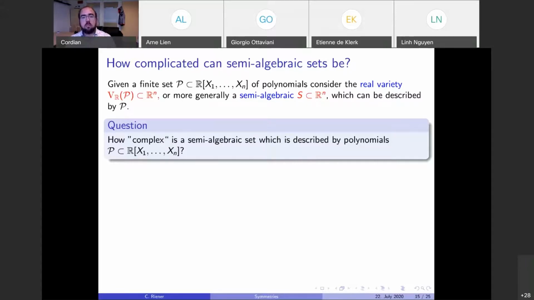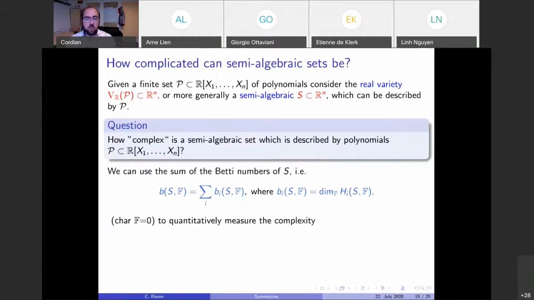What do I mean by the complexity of such a semi-algebraic set? Well, one standard notion of doing this is with the so-called Betti numbers. So for the people who know what the Betti numbers are, then this is essentially the definition. They are the dimension of the homology groups. But a good thing to remember is the zeroth Betti number is in particular the number of connected components of my set S. And what does this have to do with the complexity of a set?